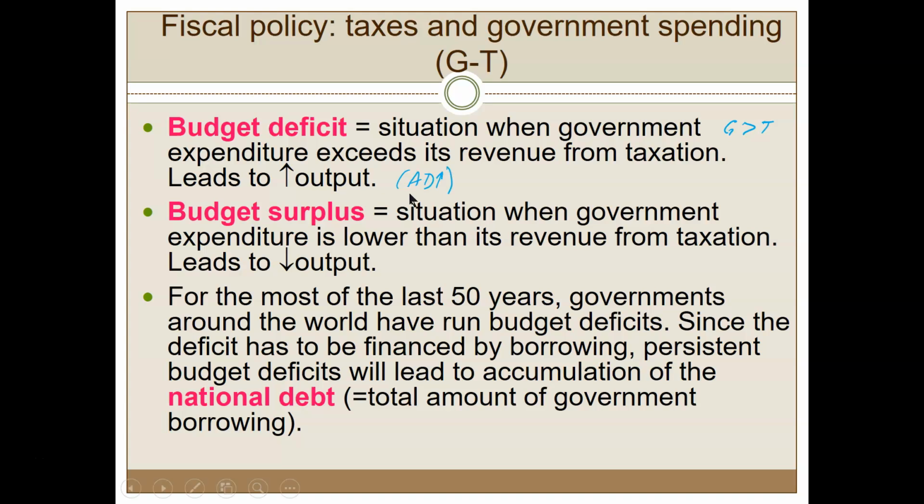On the other hand, budget surplus is the opposite situation. It's a situation when government expenditure is lower than the amount we collect in taxes. In other words, government expenditure is relatively low while taxes are relatively high. When government expenditure is low, it will lead to lower aggregate demand. When taxes are high, it will lead to lower disposable income and therefore lower consumption level. This will also lead to lower aggregate demand, and therefore this will lead to lower output.